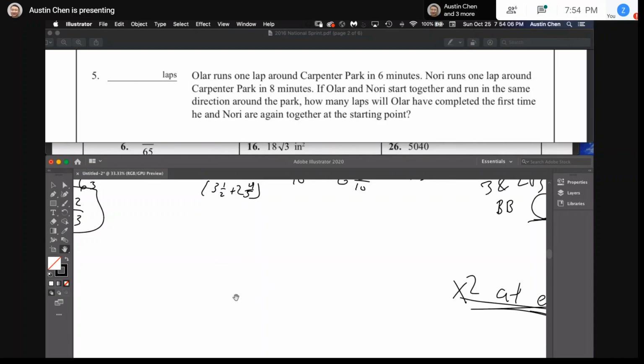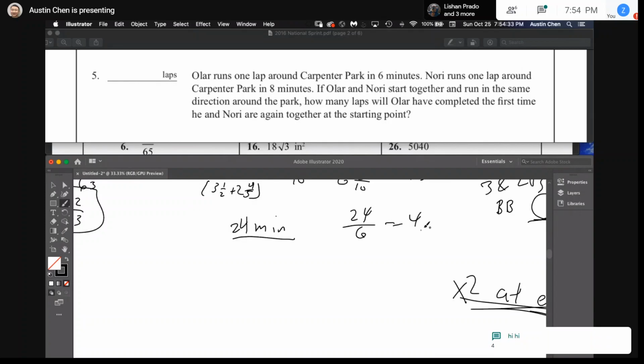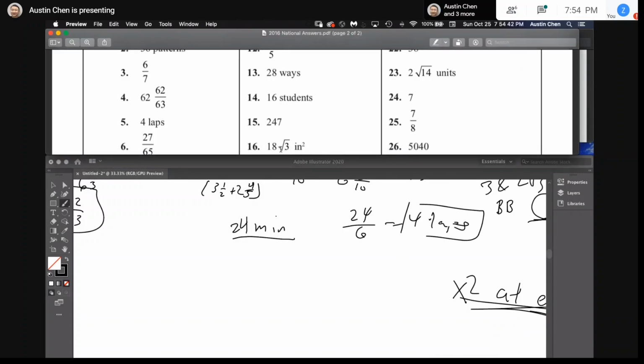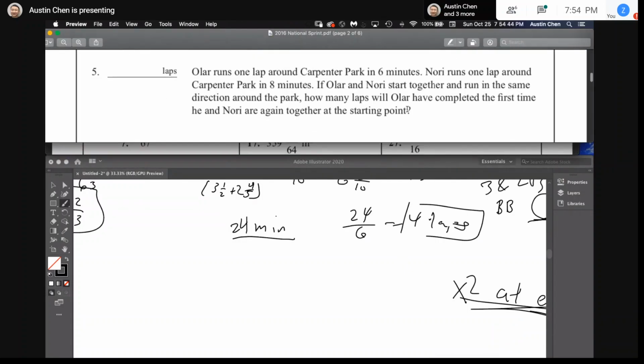Okay, the first time Olar and Nori are together at the starting point will just be the least common multiple of their lap times, right? Which is just 24 minutes. So they will be together back at the start in 24 minutes. That should be pretty easy to think of. All right, so if it takes 24 minutes, how many laps will Olar have completed? Well, it's just 24 over 6, which is 4 laps. That's our answer. Yep, that's your answer.